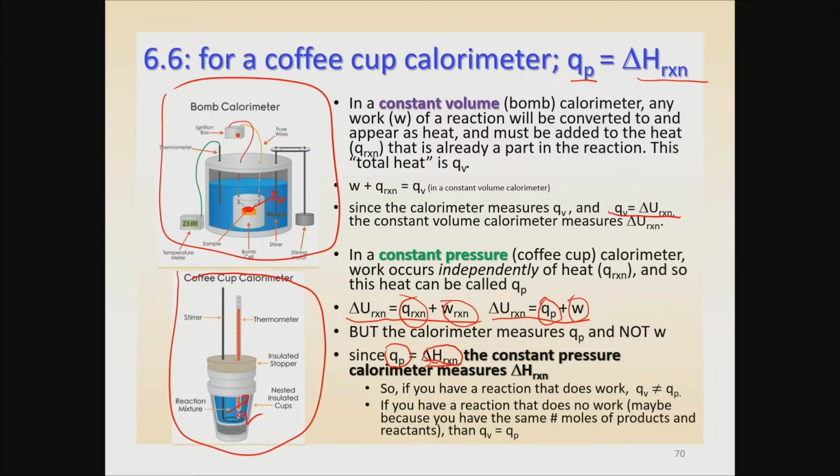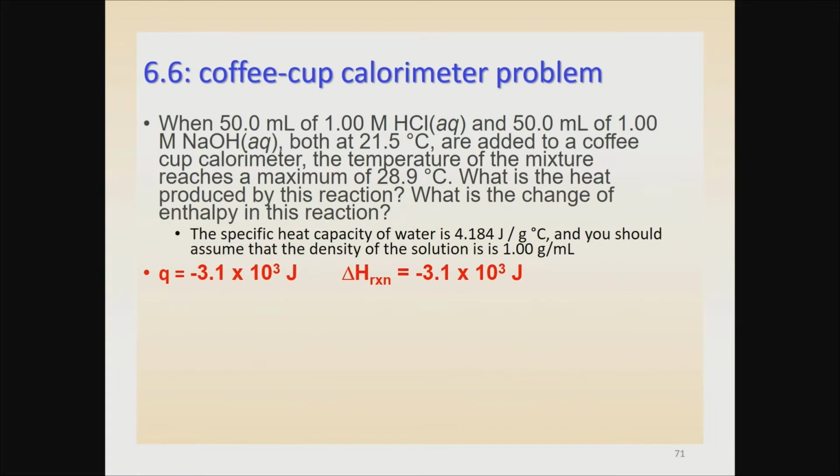Okay. So let's go ahead and do some problems that are related to constant pressure calorimetry. And so here is a problem that we have here. When 50 milliliters of 1 molar HCl and 50 milliliters of 1 molar NaOH, both at 21.5 degrees C, are added to a coffee cup calorimeter, the temperature of the mixture reaches a maximum of 28.9 degrees Celsius. What is the heat produced by this reaction? What is the change of the enthalpy of this reaction? So let me go ahead and go to the board to solve this problem.